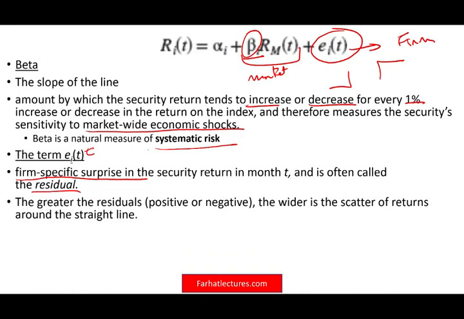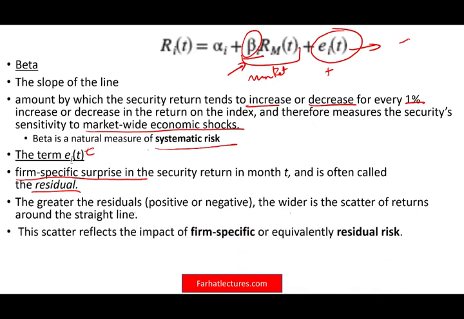So the greater the residual, positive or negative, the wider is the scatter of the returns around the straight line. If you have greater residual risk, the numbers will be scattered. Why? It means this firm risk is not based on the market. If this number is large, positive or negative, it's based on the firm itself. Therefore, it's not explained by the market, and that's what we have to measure. When we get the numbers, we're going to see the measurement. Is it explained by the market or is it explained by the firm? This scatter reflects the impact of firm-specific, or what we call residual, risk.